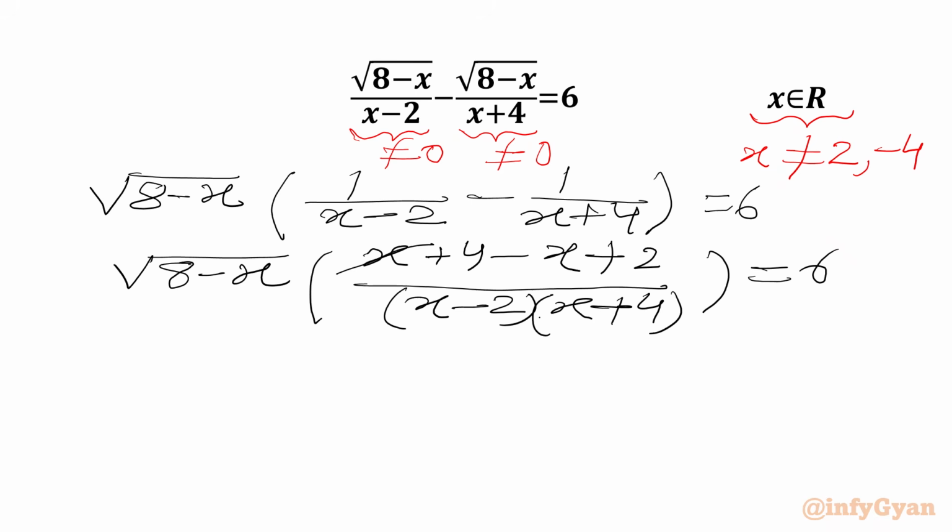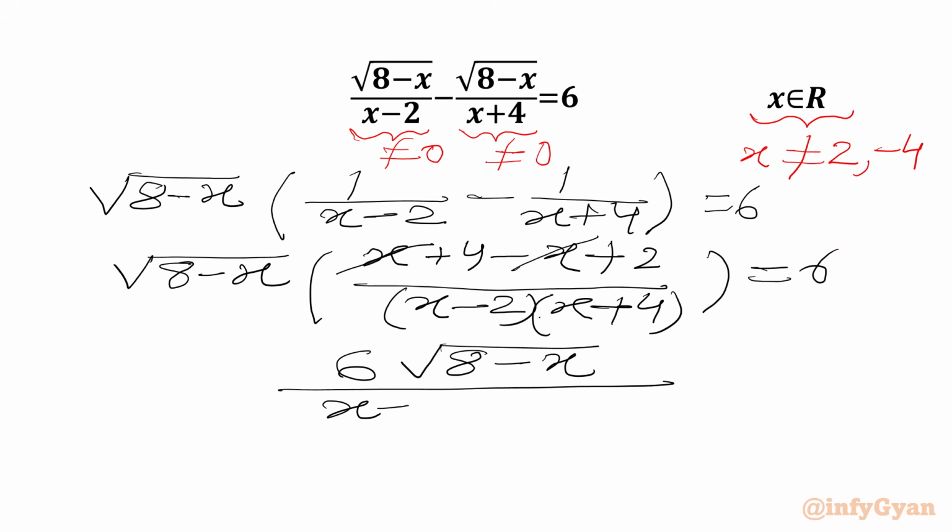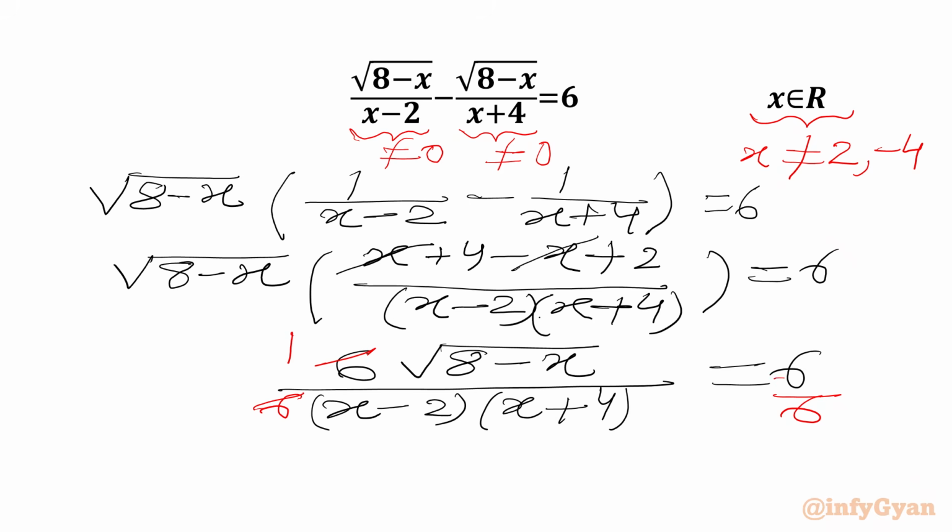So plus x minus x will get over. 4 plus 2 is 6. We will write 6 times square root 8 minus x over x minus 2 times x plus 4 equal to 6. To remove or eliminate 6 from both sides, we will divide by 6. 6 over 6, 1.